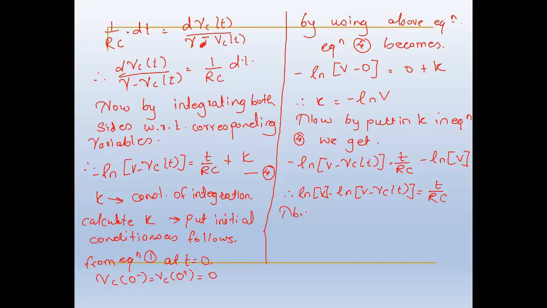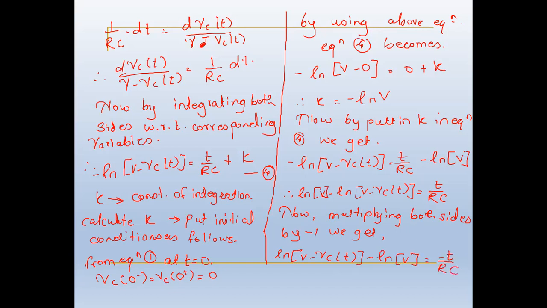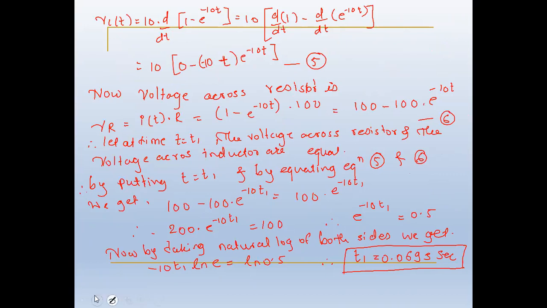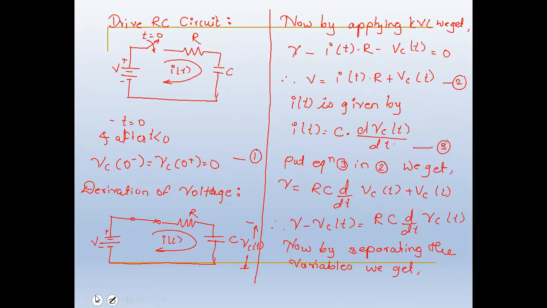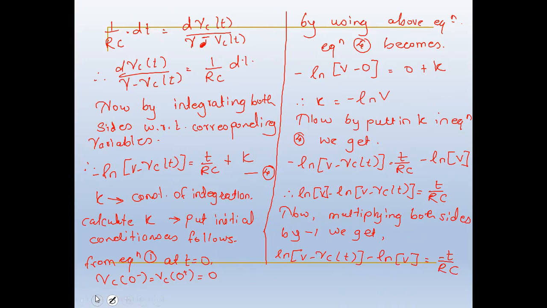Now, multiplying both sides by -1, we get log of V minus Vc of t minus log of V, which is equal to minus t by RC. Okay, let us continue the same, minus t by RC.